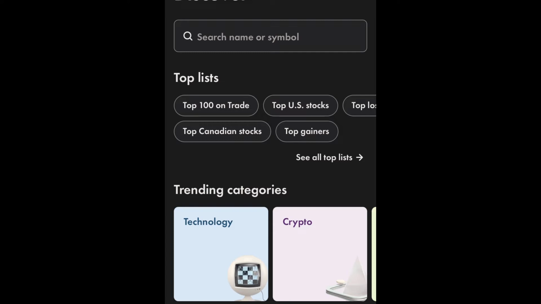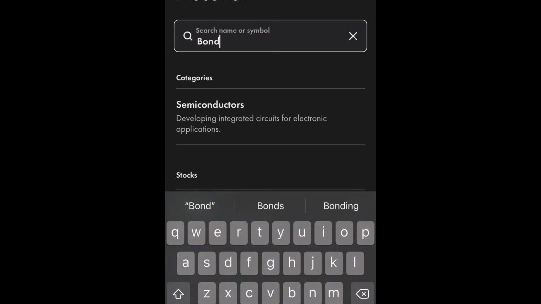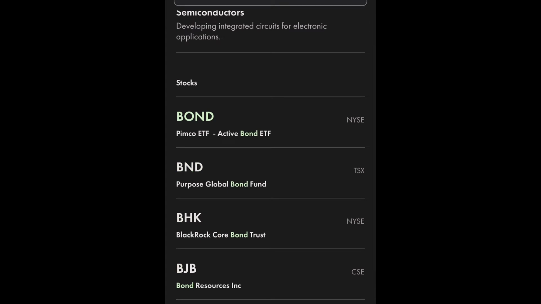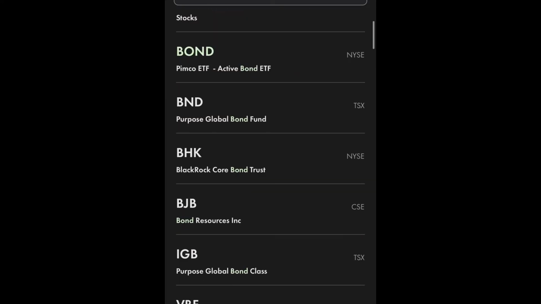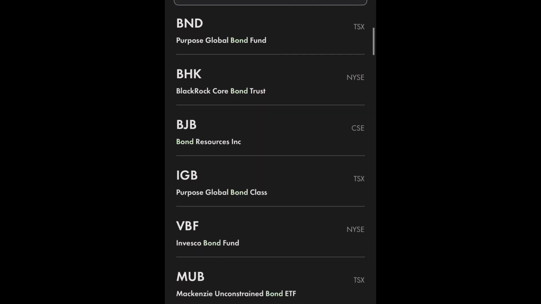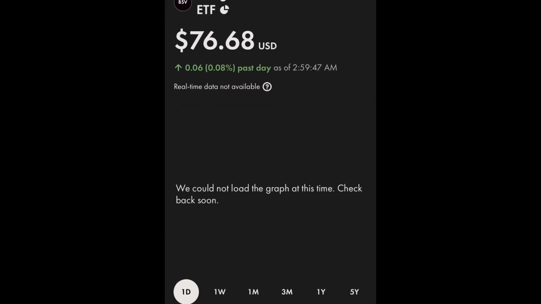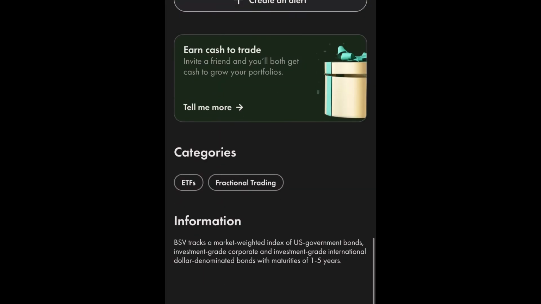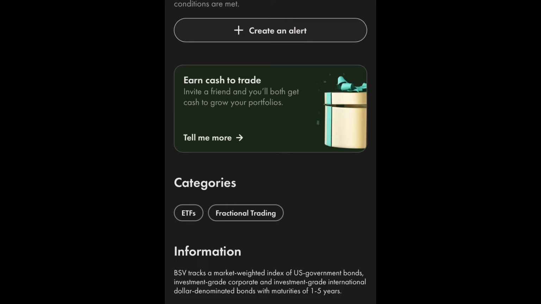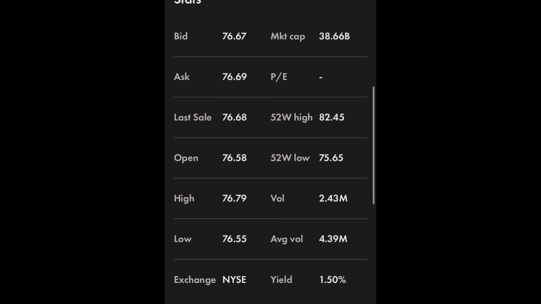So let's start with the bonds. If you want to invest in bonds, you can simply type in "bond" here and you will find the ETFs and stocks related to bonds. Here you can find US government bond index ETFs, Canadian government bond index ETFs, municipal bonds, corporate bonds, etc. You can select any of the ETFs or stocks and learn more about them in the information section. You can also check the statistics, including market cap, 52-week high and low, the volume, the dividend yield, etc.